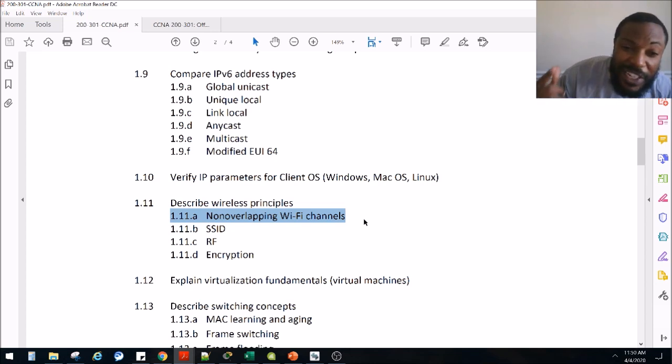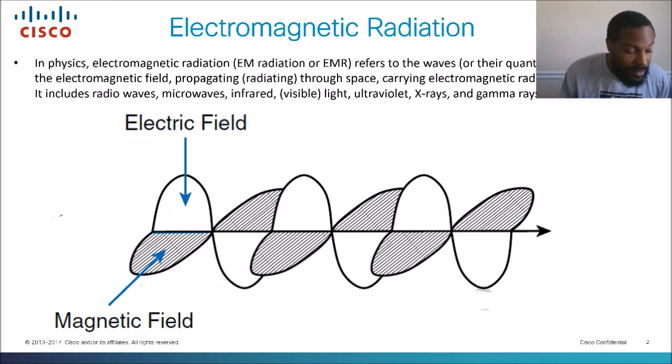Let's go ahead and take a look at the official definition of what electromagnetic radiation is, though. I know y'all like, man, I didn't come here to look at science and Bill Nye and all this kind of stuff. But like I said, you need to know about electromagnetic radiation before you talk about what Wi-Fi is. So in physics, electromagnetic radiation, EM radiation or EMR, refers to the waves or their quanta, photons, of the electromagnetic field propagating, radiating through space.